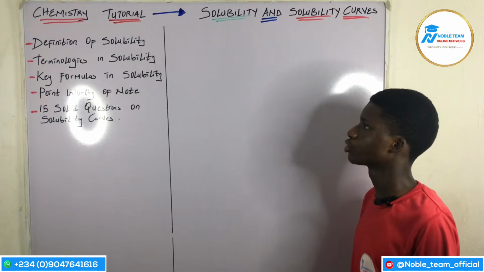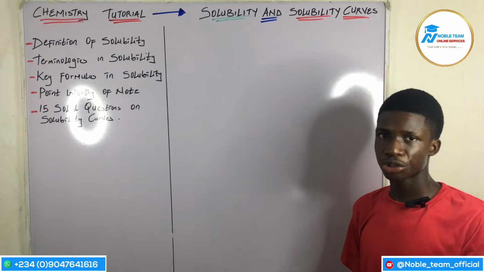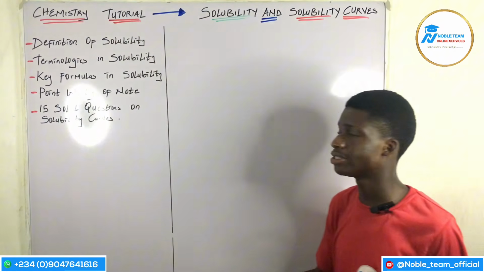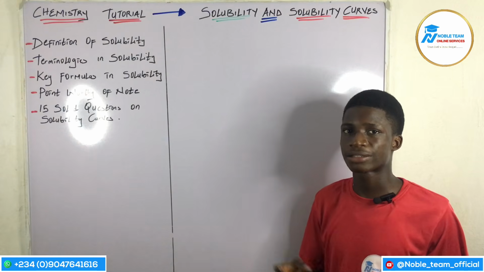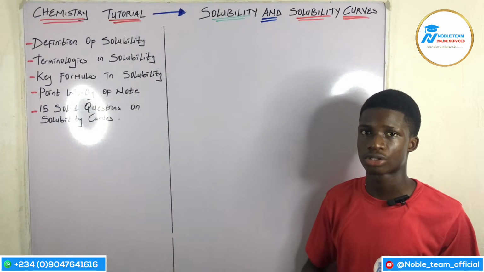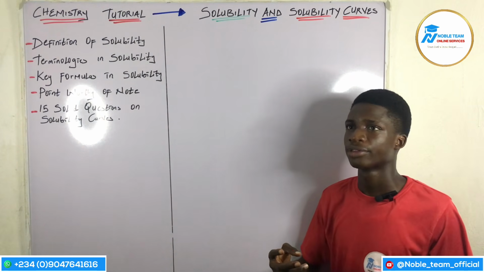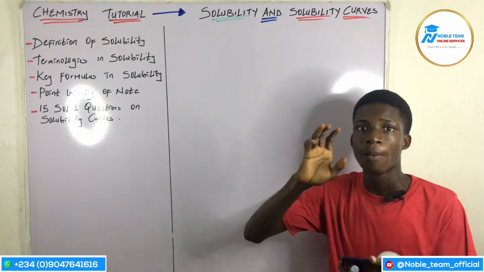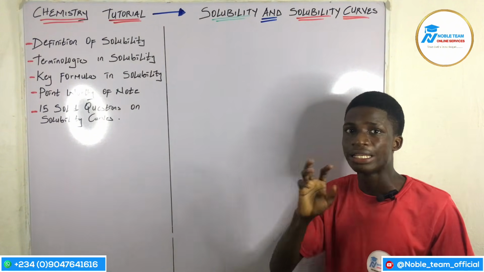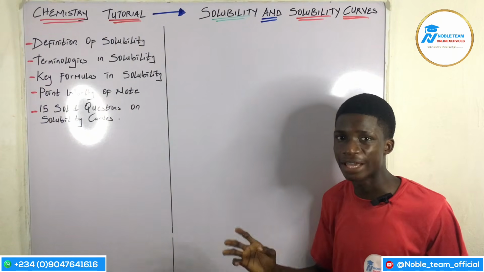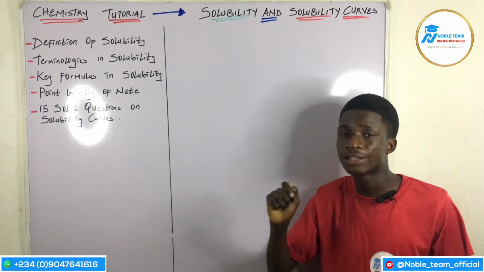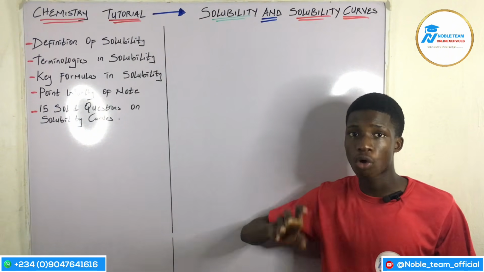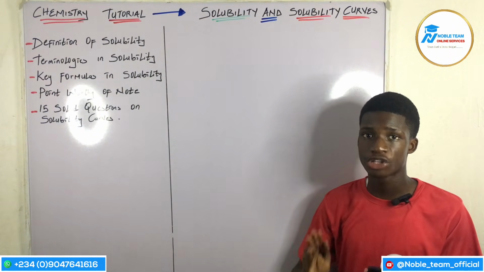Now let's solve question 2, and I want us to correct this in our notes, because when we were treating key formulas in solubility, I think I made a mistake earlier. This is the correct formula: solubility is equal to mass of the solute divided by mass of the solvent multiplied by 1000, divided by molar mass of the solute. This point must be noted.